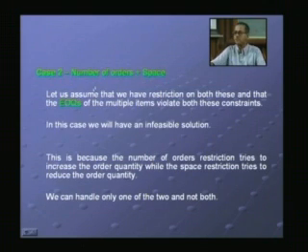When we have a number of orders restriction and a space restriction, once again we have a restriction on both. EOQs, let us assume, violate both as in the examples that we have seen. Once again we will have an infeasible solution, because the order restriction tries to increase the economic order quantity, and the space restriction tries to reduce the order quantity. They conflict with each other, the EOQ is violating both, so we cannot have a situation which satisfies both. We can handle only one of them and not both.